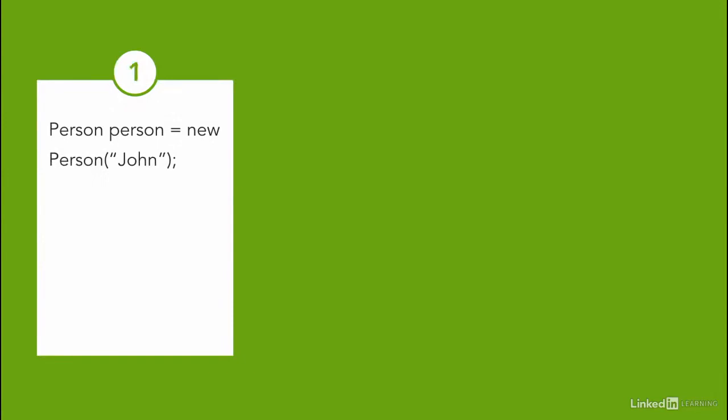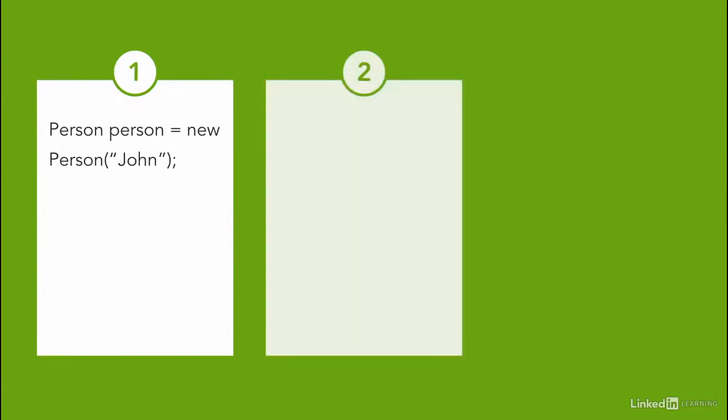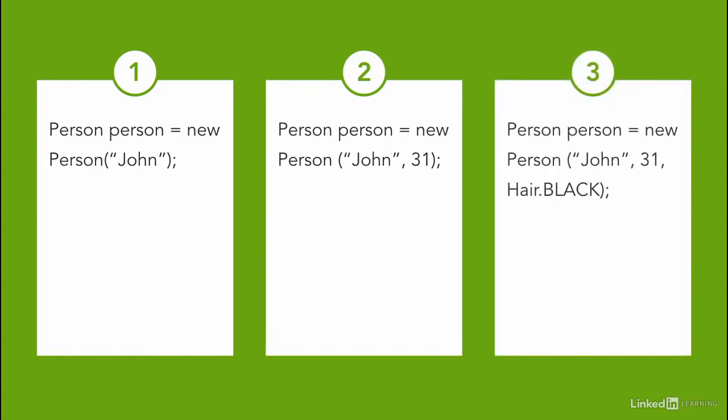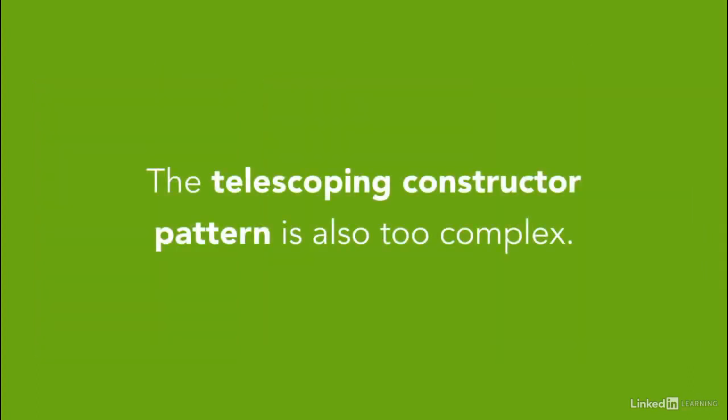There could be one that takes all the parameters and another that takes just the name. Then, if one was needed, there could be another constructor that takes just the first two parameters, name and age. Then there could be one that takes the first three, and then the first four, and so on until all the parameters are added. This technique is called the telescoping constructor pattern.